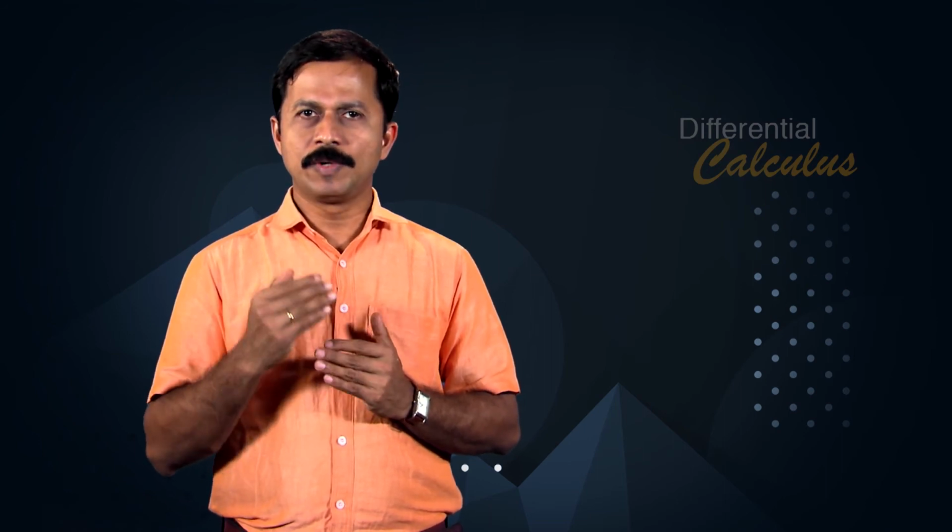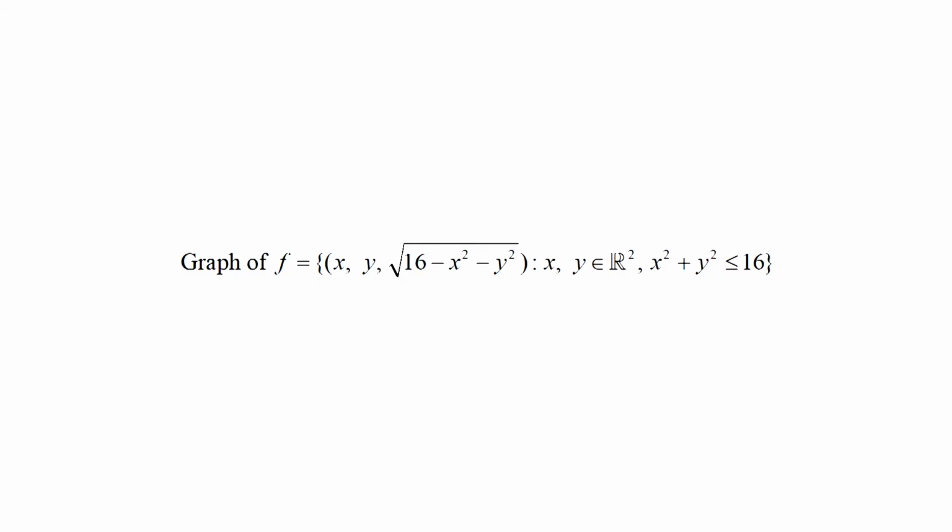By the definition, the graph of the function f(x, y) = √(16 − x² − y²) is the set of all triplets (x, y, √(16 − x² − y²)) where (x, y) belongs to R², where x² + y² ≤ 16.